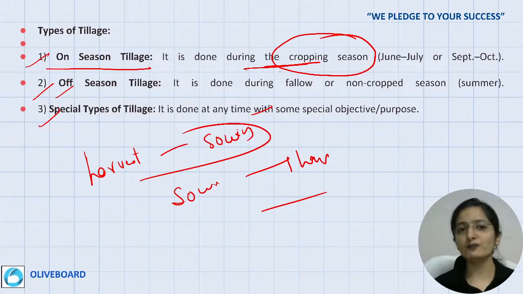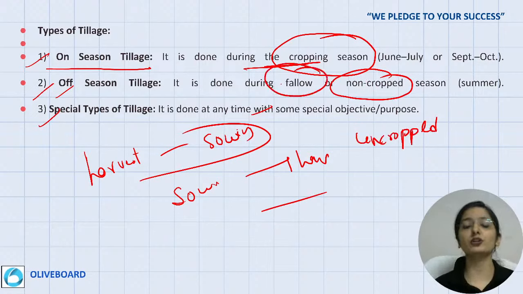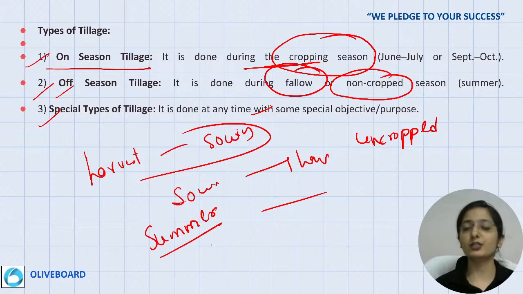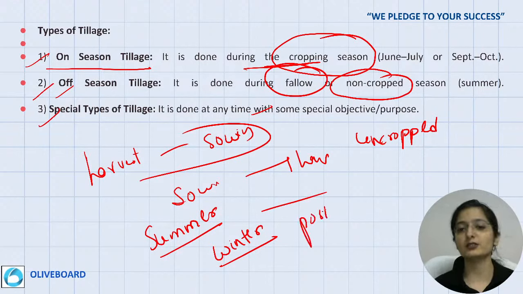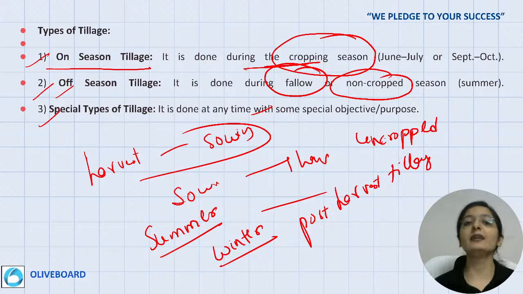If I talk about off season tillage, it is done during the non-cropped seasons, uncropped areas, during fallow or non-cropped seasons, right? Let's say there can be summer tillage in off season, and there can be winter tillage also, when you are doing tillage in the temperate areas in the winters. And other post harvest tillage also comes under off season tillage. And there are certain special types of tillage also, based upon your purpose, you go with that tillage practice, right? So these are the different types of tillage.